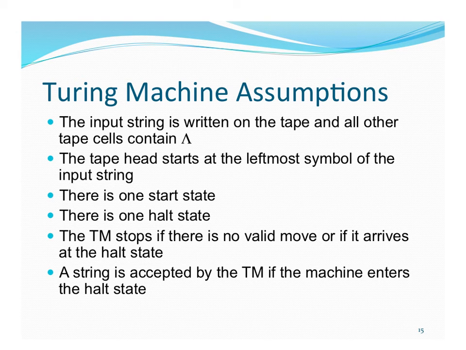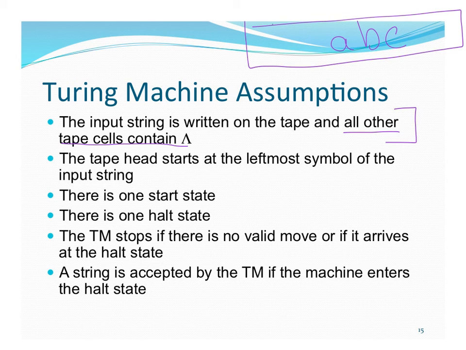We're going to assume that when we get started, the input string is written on the tape, and very important, all the other tape cells contain lambda. So if we're trying to test the string ABC, then our tape, remember it's infinitely long, is made up of a bunch of these little cells. A, B, and C are each in cells, and it goes out infinitely long, and every other cell has a lambda in it. Okay? Furthermore, when we start to run our Turing machine, the tape head is going to be pointing at the leftmost symbol in the string. So if my string is ABC, we'll start with my tape head pointing at that A.